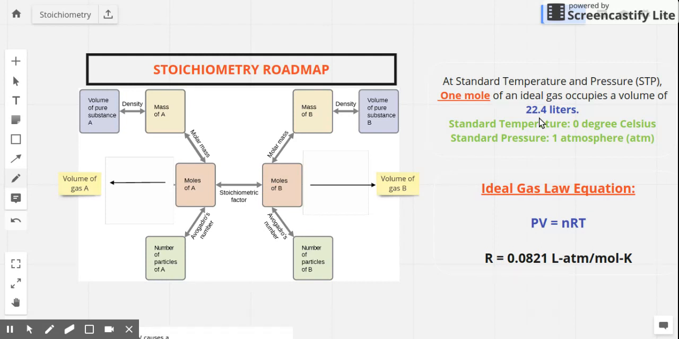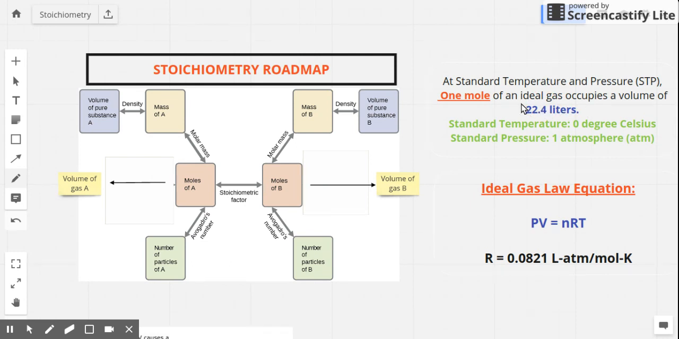Just an FYI, what do we mean by standard temperature and standard pressure? Standard temperature is 0 degrees Celsius or 273 Kelvin, and standard pressure is 1 atmosphere, shortened as ATM. So 1 atmosphere is 1 ATM. It's not read as atom but atmosphere, ATM. So that's one conversion factor: 1 mole of any gas occupies a volume of 22.4 liters at STP.